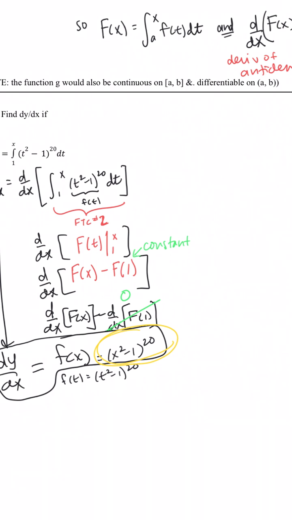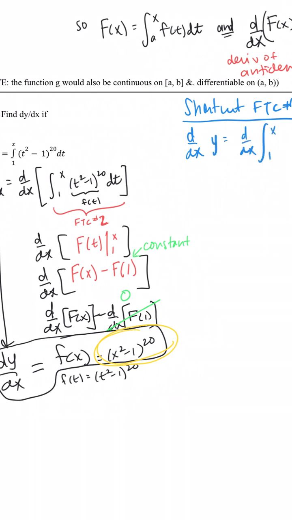So let me change my color here. All right, here's your shortcut using fundamental theorem part 1. When I want to find d/dx of y, d/dx of this integral of (t squared minus 1) to the 20 dt, the shortcut is that when I'm taking the derivative of an integral, that integral business is going to go away. So here's really the shortcut, what the fundamental theorem tells us.